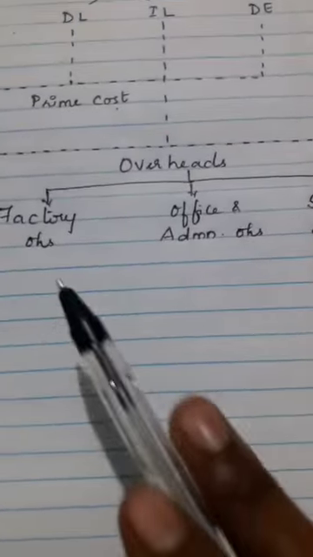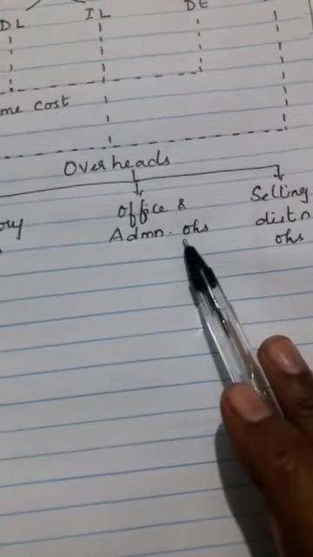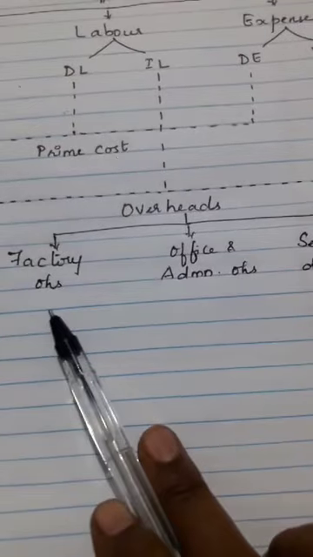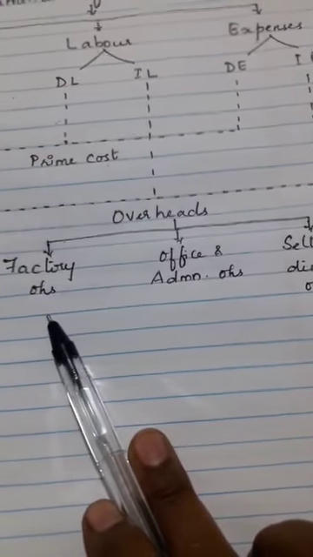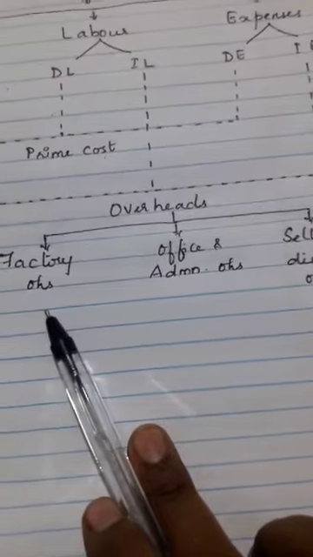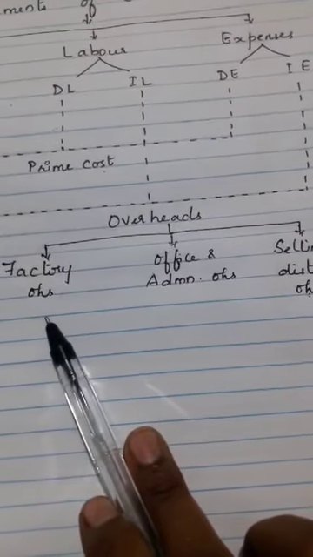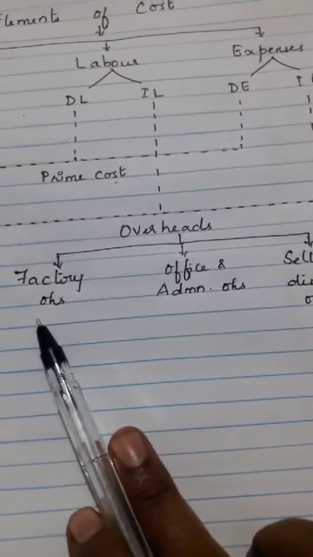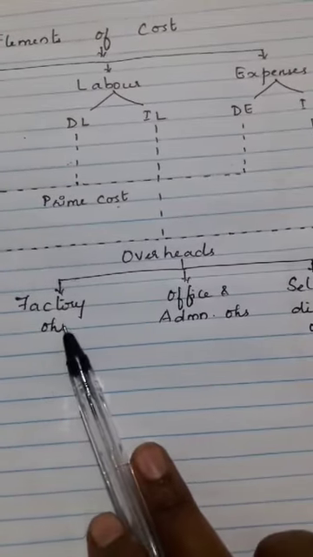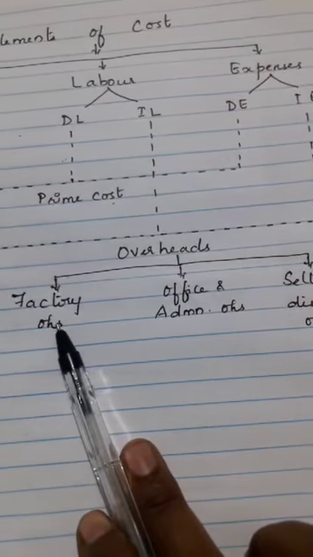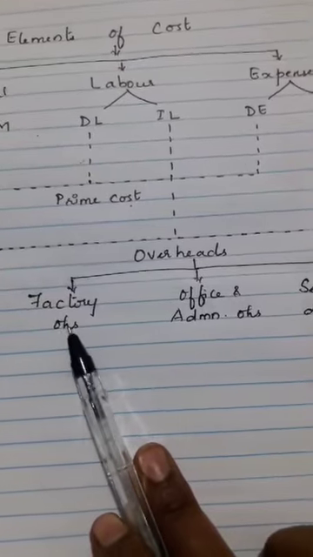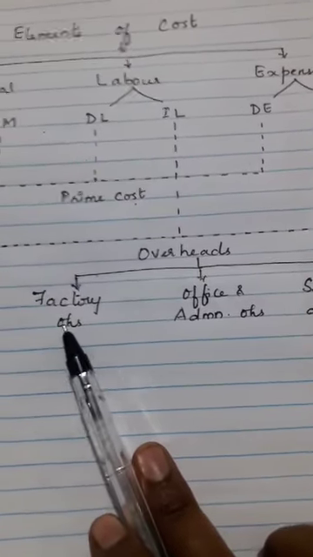Overheads are further classified into three: factory overheads, office and administration overheads, and selling and distribution overheads. Factory overheads are those overheads which are involved in the factory, that is the production process. Take for example depreciation of machinery, wages paid to the laborers, etc. Rent, factory light, factory power, etc. come under the factory overheads.